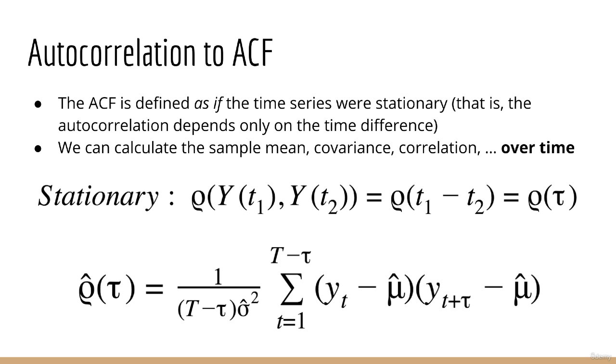Finally, inside the summation, we have y at t minus mu times y at t plus tau minus mu, which is exactly what goes inside the expected value for the autocorrelation. In other words, after considering every component of this equation, you should be convinced that this does in fact compute the sample autocorrelation.